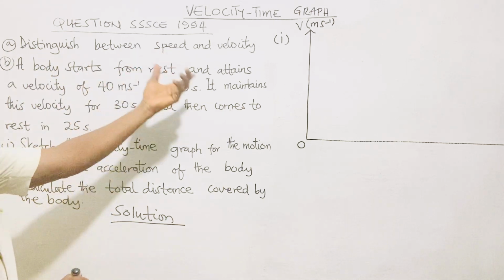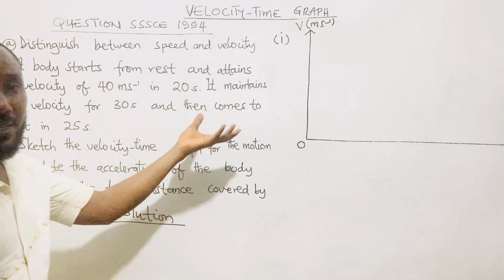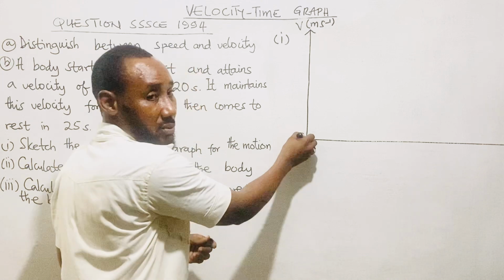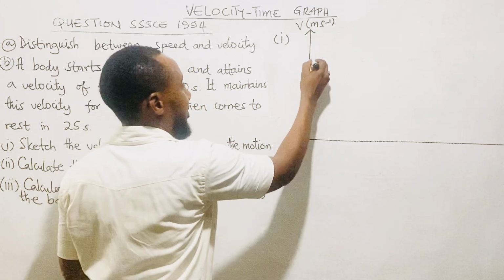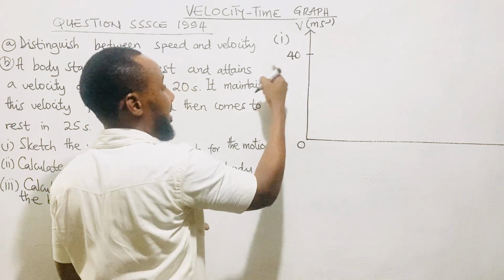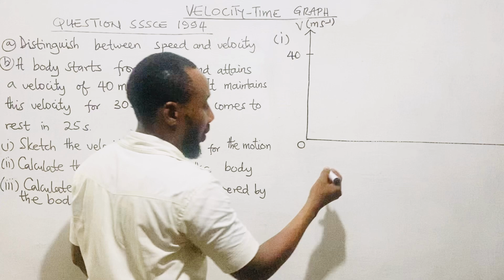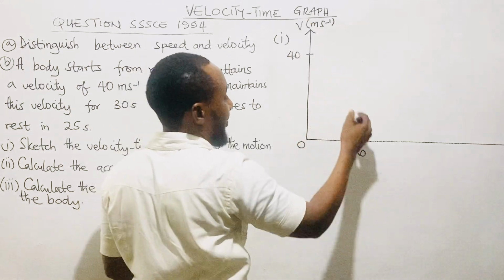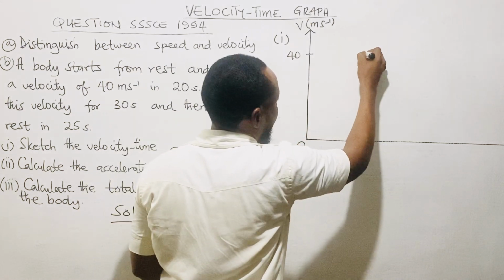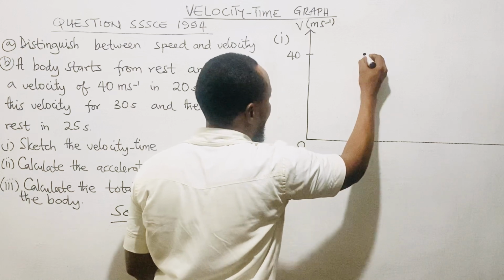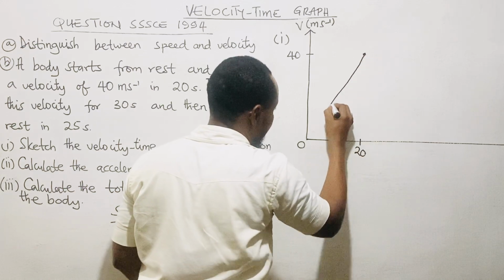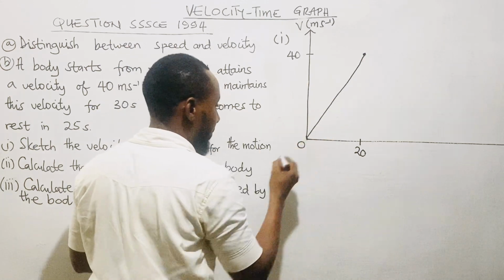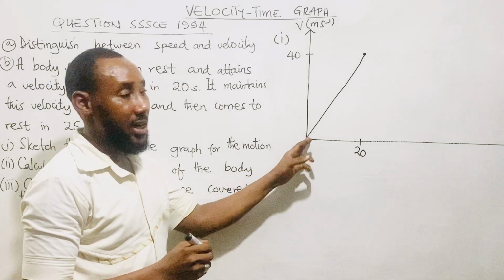So the object started from rest and attains a velocity of 40 meters per second in 20 seconds. So it started from 0. This was where the object was. And then it attained a velocity of 40 meters per second. In how many seconds? In 20 seconds. So we come to our time axis and look for the 20 seconds. We go to our velocity axis and look for the 40. And then look at where these two particular readings meet. From there, we draw a straight line from that point to our origin, 0.